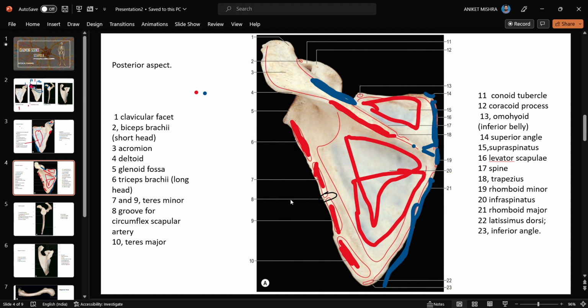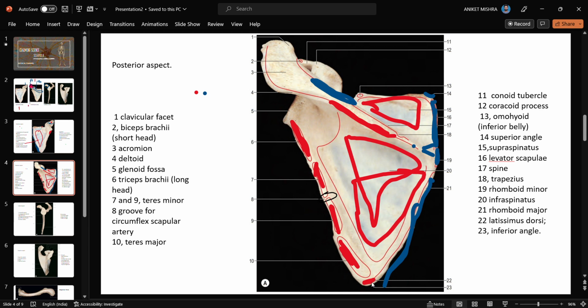There is one origin that I forgot to tell, that is the origin for the latissimus dorsi muscle. This is the origin for the levator scapulae muscle. Let me draw it with the red one. This is the place where the latissimus dorsi muscle is going to originate, a little amount at the inferior angle of the scapula.